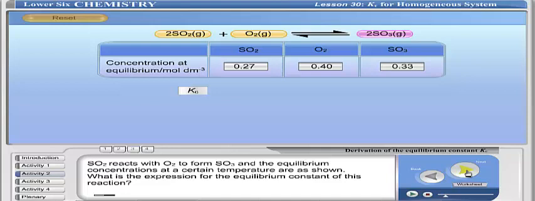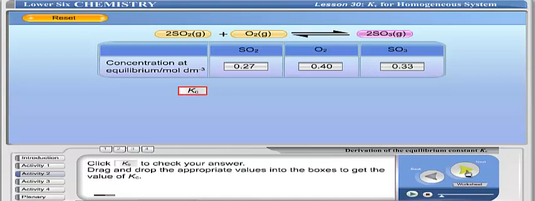SO2 reacts with O2 to form SO3, and the equilibrium concentrations at a certain temperature are as shown. What is the expression for the equilibrium constant of this reaction? Click the Kc button to check your answer. Drag and drop the appropriate values into the boxes to get the value of Kc.